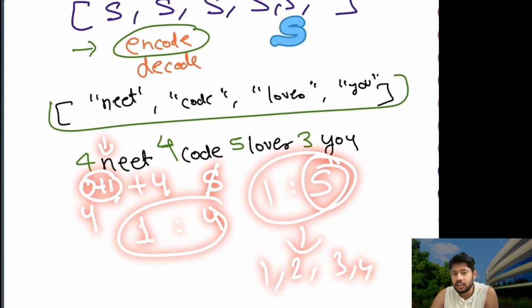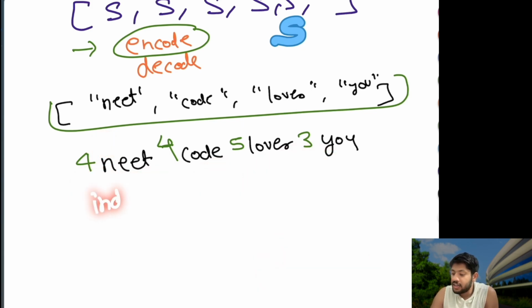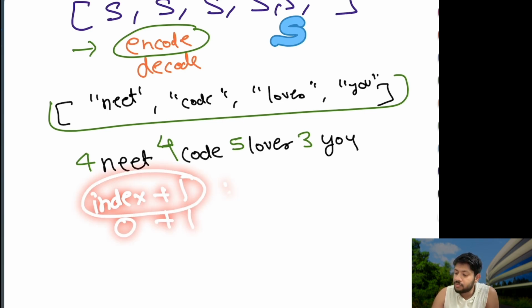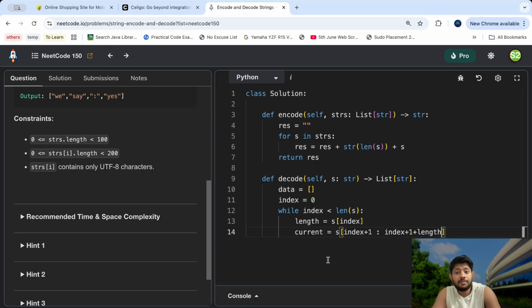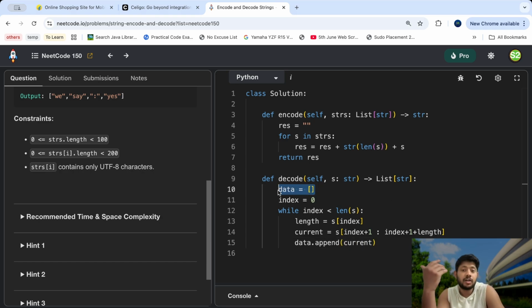This is not included, and that is why I am saying I can say from my current index plus 1, which is 0 plus 1, I need to go to index plus 1, which is 1 plus the length 4. This is going to represent my actual string. So I had to fetch my actual string in my original list, which was given to the encode function. So this is how I can fetch the current string, and now I can say data dot append this current string in my list, which is something I'm going to return.